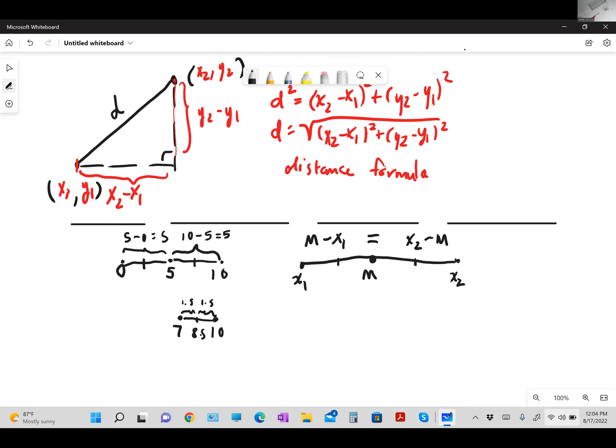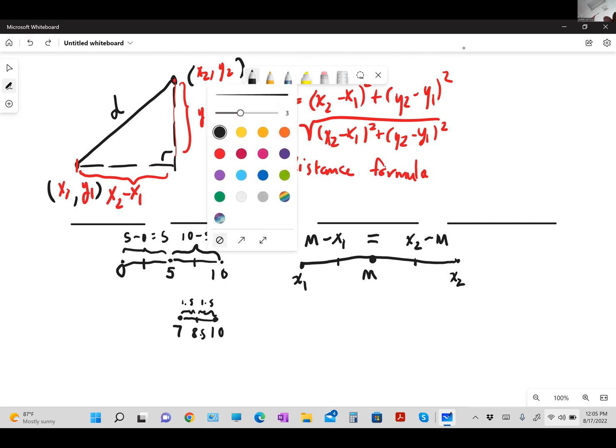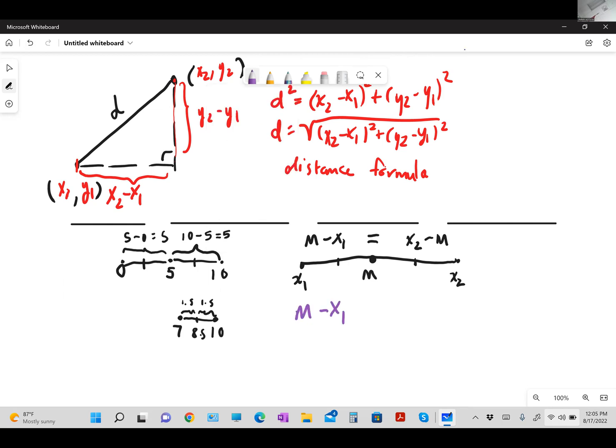For instance, over here, you see this part? Nobody had a problem with me saying 10 minus 5 is 5, and 5 minus 0 is 5. Agreed? Isn't that the same thing I'm doing there, but with letters? Okay, but the great thing about letters is, which is the unknown letter there? M. So let me go ahead and rewrite it here, but in a different color, like purple. So m minus x of 1 equals x of 2 minus m. I'm going to solve for m.